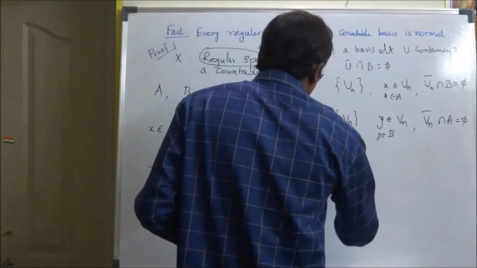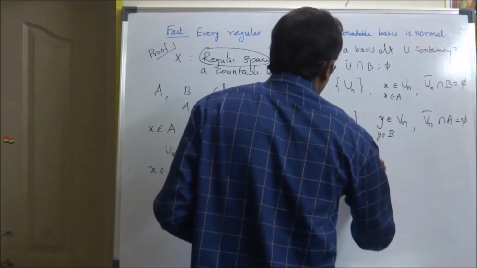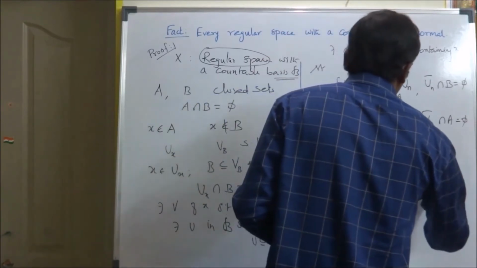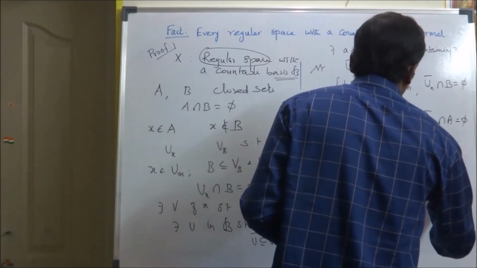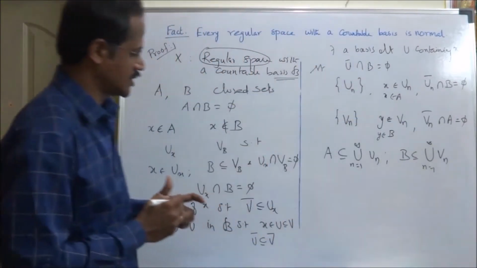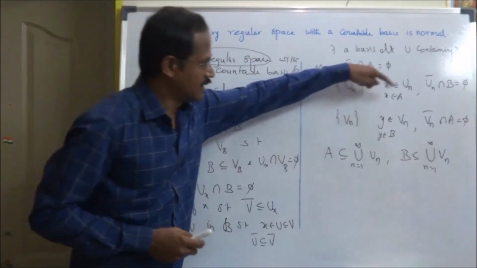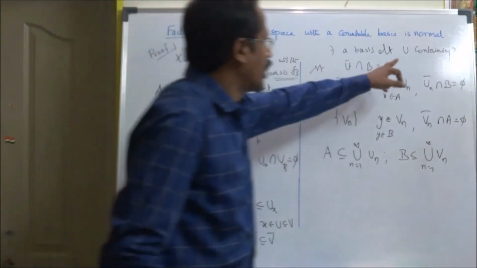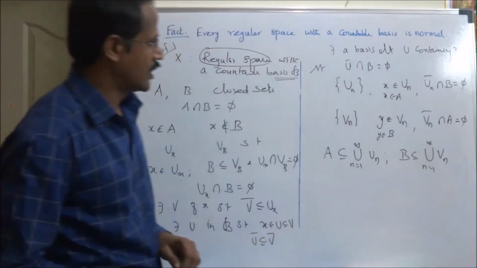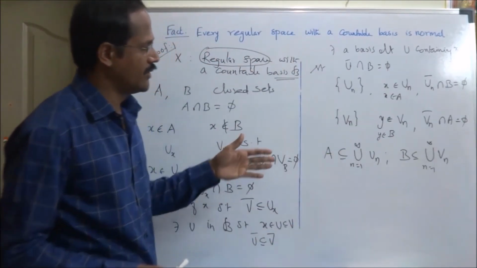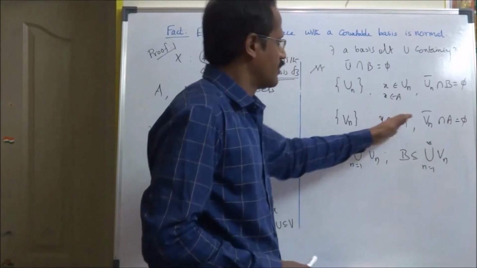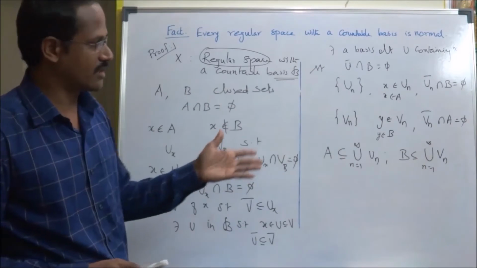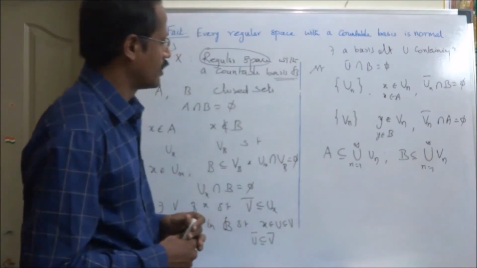Now it is clear that A is a subset of the union of Un and B is a subset of the union of Vn, n equal to 1 to infinity. That is obvious because if you give x in A, x is a member of some basis element, therefore x is in Un for some n. Similarly, if you give y in B, y is in Vn for some n. Therefore, A is covered by these Un's and B is covered by these Vn's.